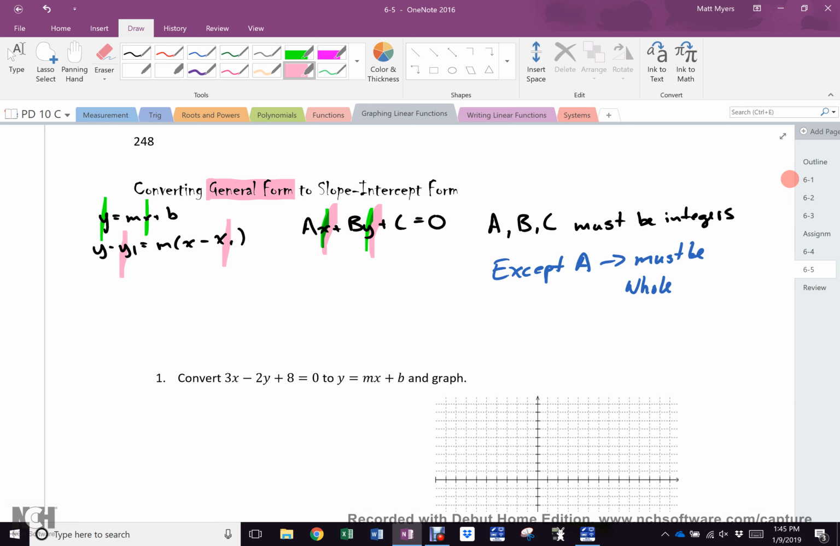Thanks. All right. So, ladies and gentlemen, remember, for slope-intercept form, y is isolated. It's not call and response, honey. Y is isolated. It's not that. Okay.